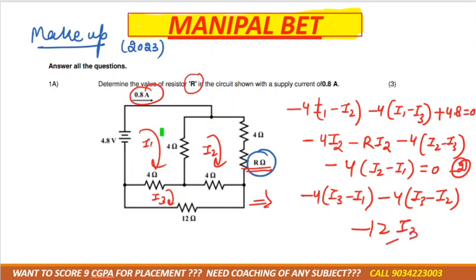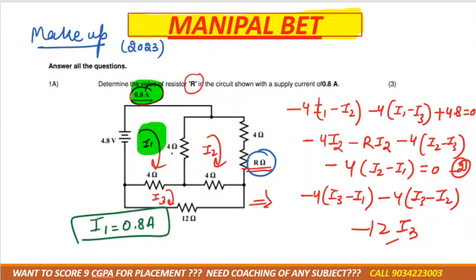As you already know, the I1 value is how much? 0.8 ampere. I1 is 0.8 ampere because they have given us the direction of current 0.8 and we assume I1, both the direction is also same. So can we substitute I1 everywhere as 0.8? Yes or no?